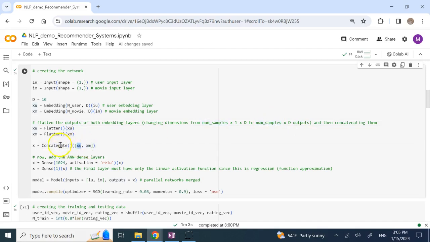So if you do that, you call the output of concatenate X, and you pass that X now finally to your regression network, which we had in the past.